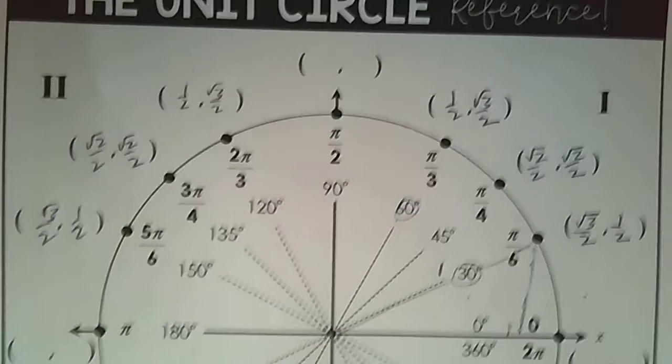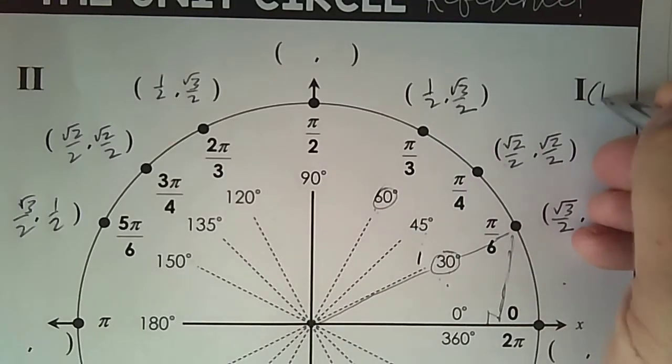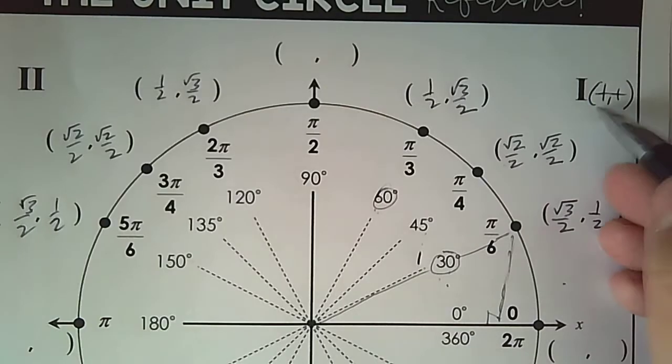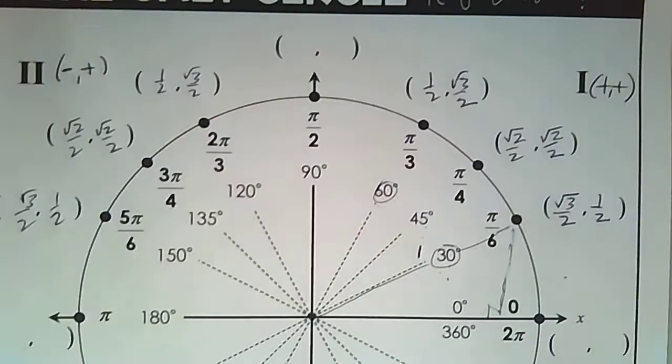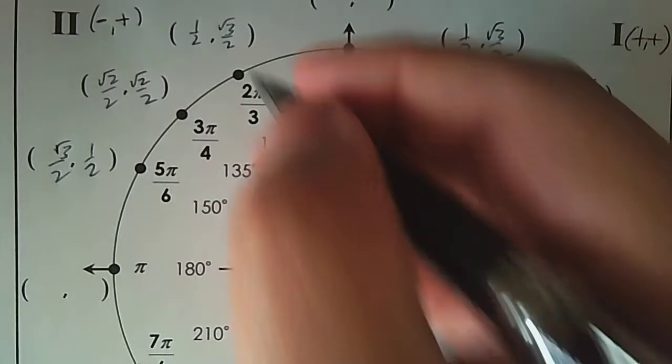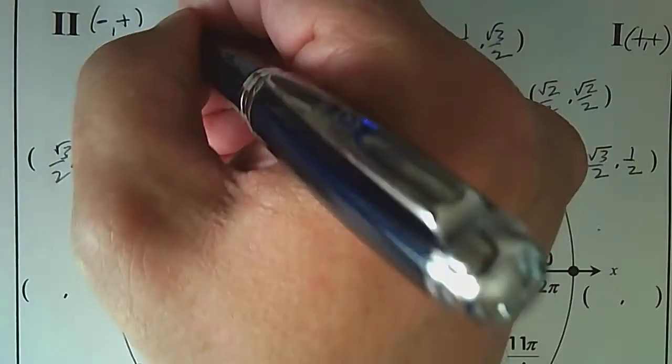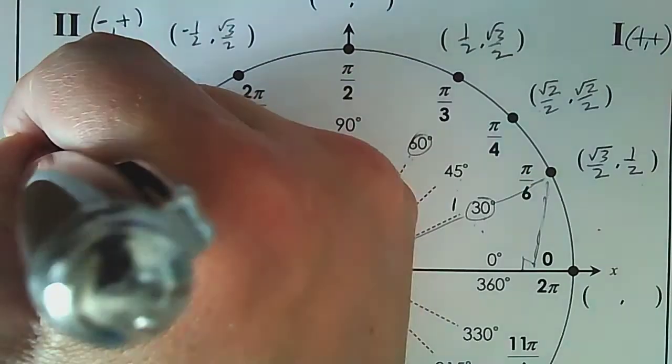Now, what's the difference between quadrant 1 and quadrant 2? Well, in quadrant 1, the x and the y are both positive. But in quadrant 2, the x-coordinate is negative and the y-coordinate is positive. So for these that you just wrote down, only the x-coordinates, you're going to put down that they are all negative.